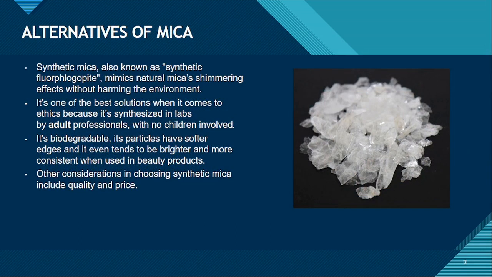Alternatives to mica. Synthetic mica, also known as synthetic fluorphlogopite, mimics natural mica's shimmering effects without harming the environment. It's one of the best solutions when it comes to ethics because it's synthesized in labs by allied professionals with no children involved. It's biodegradable, its particles have softer edges, and it even tends to be brighter and more consistent when it is used in beauty products. Other considerations in choosing synthetic mica include quality and price.